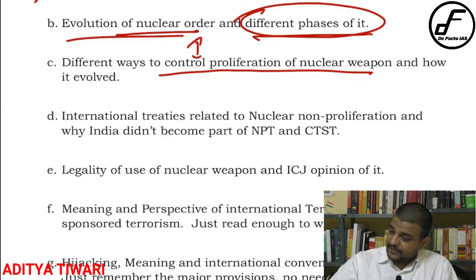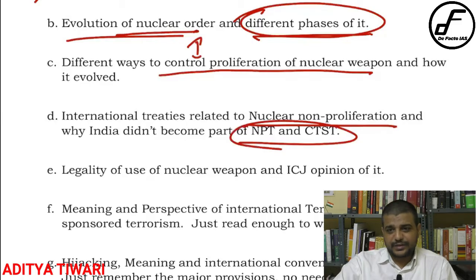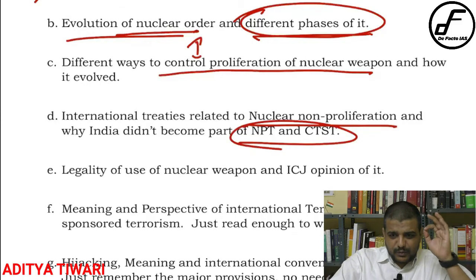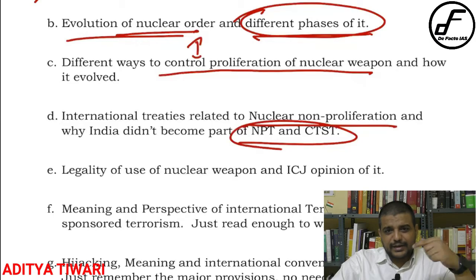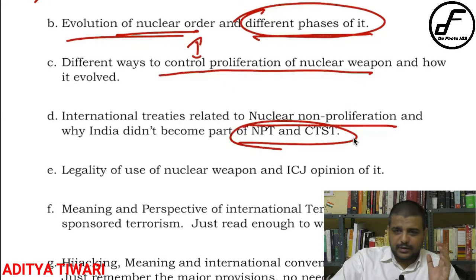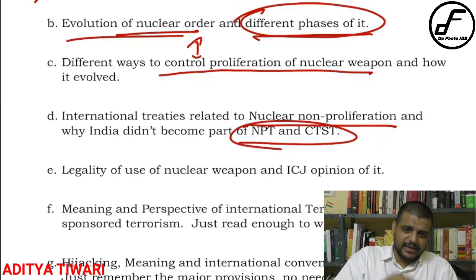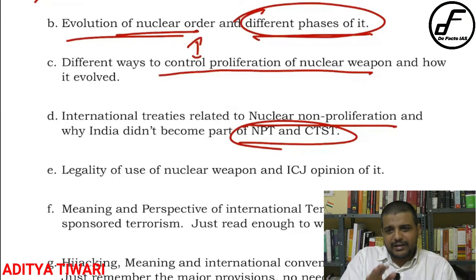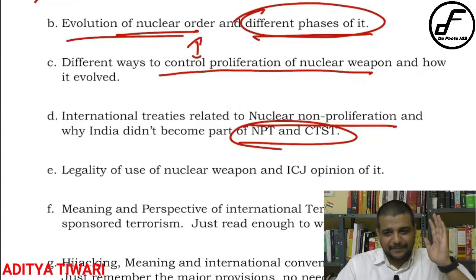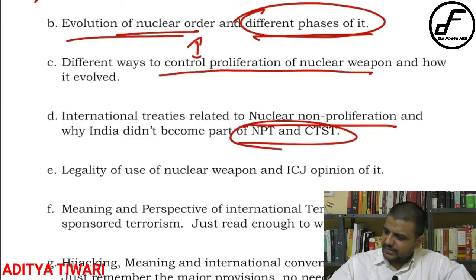Then you go to a specific treaty, the non-proliferation treaty, and why India did not become part of these two treaties. What was the exact proposal of that treaty, and why did India not become part of it? That is very relevant. India mostly had two objections. First, these treaties give two types of rights: to the states which had nuclear weapons before a particular date, and to the states which did not, after a particular date. So India objects to that. I have also given that in the notes, we will see about it.